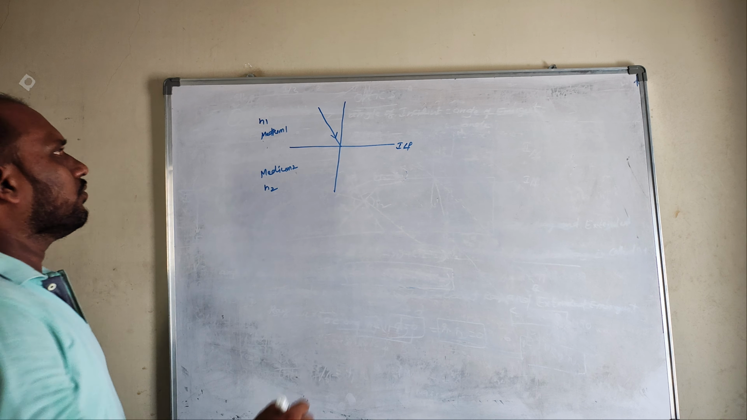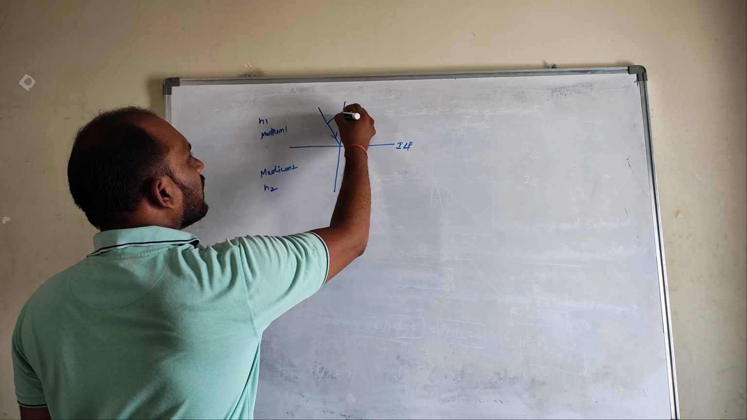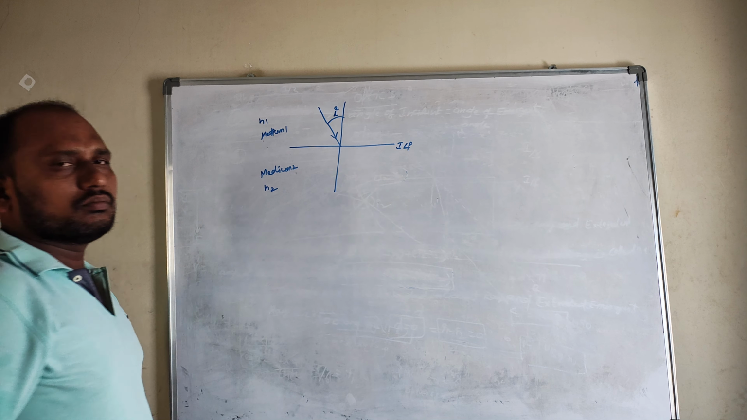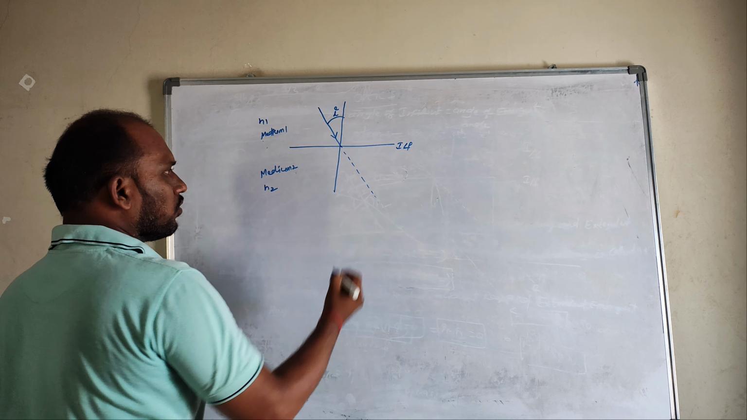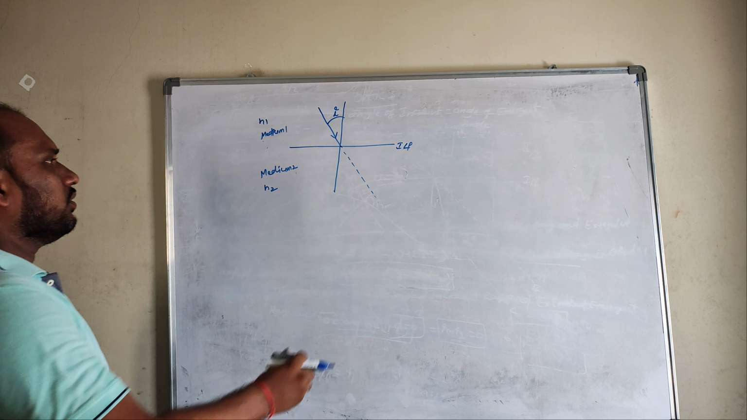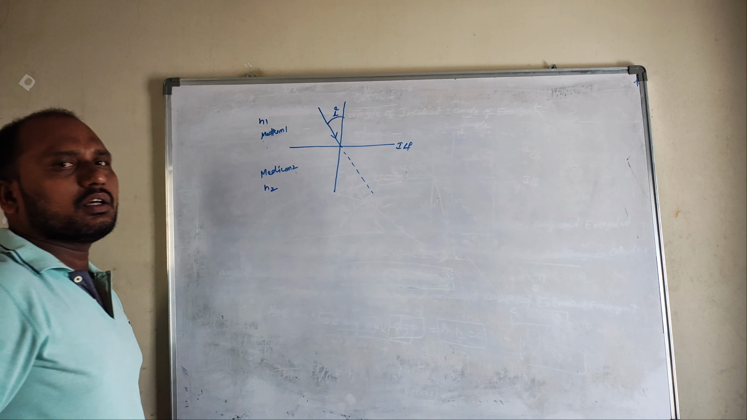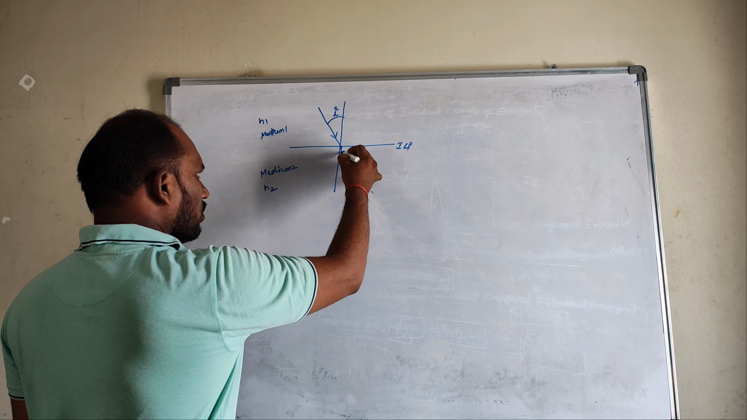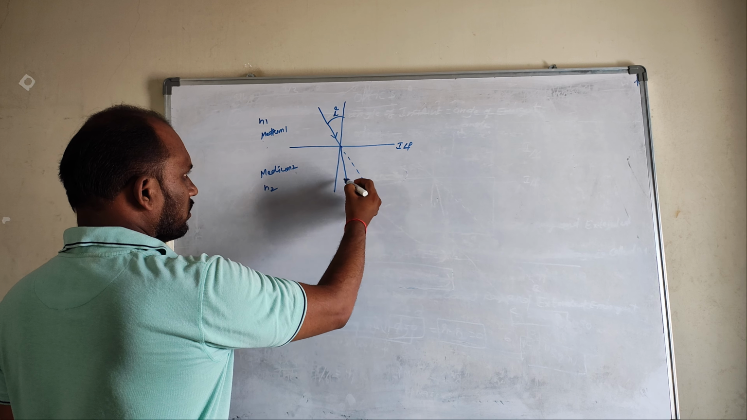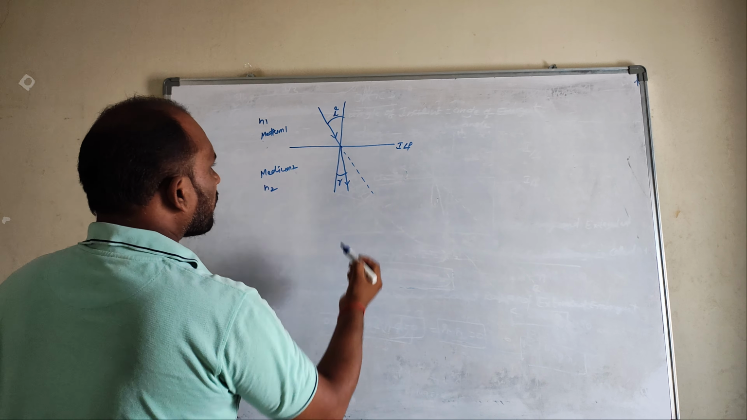It makes an angle of incidence, that is small i. Light never deviates until another medium is encountered. Now the medium is encountered, so it will deviate. This angle is r.